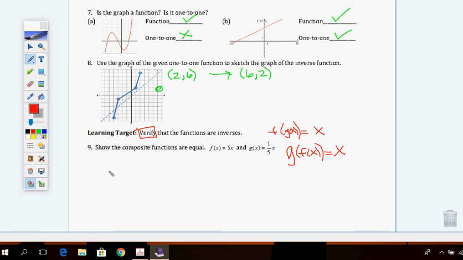Alright, and then I'm going to start with g of x, so that's 1/5, but instead of x, I'm going to go ahead and plug in f of x. 1/5 times 5 again is going to cancel out my 5's, and I am left with just x. So that's all you're doing. You're plugging the functions into one another. If your outcome is an x both times, then yes, these are inverses.